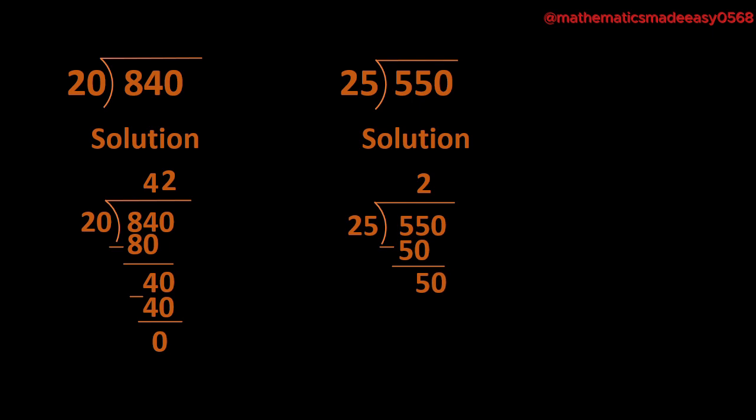Now we have 50. Ask again, how many 25 can we find in 50? That is 2. You write our 2. 2 times 25 is 50. Then we subtract to have 0. So we are not dividing again. Our final answer here is 22.